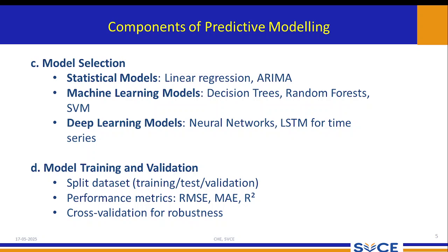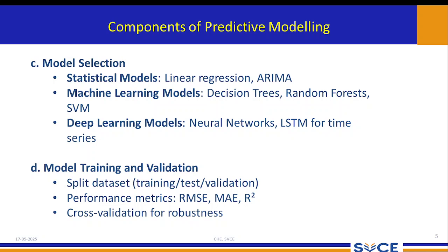Okay, and coming to the fourth one, model training and validation. This is very important. Split the data set. So when you want to train, usually they will do 80% for training and 20% for testing. And also we need to validate the model. If it is a statistical model, we will validate by knowing the R square, mean absolute error, root mean square error, and so on and so forth.